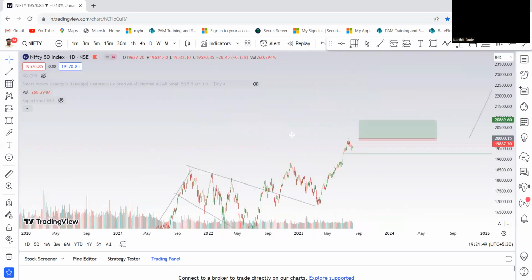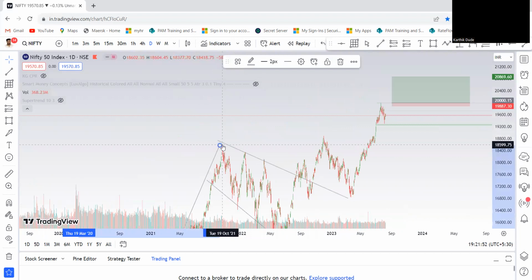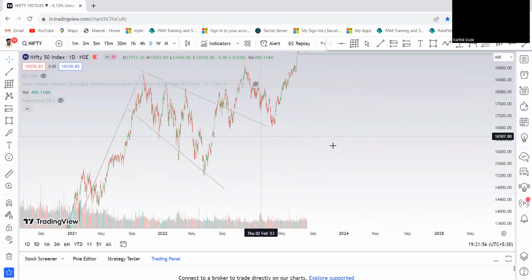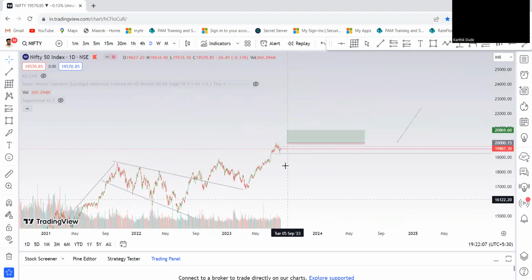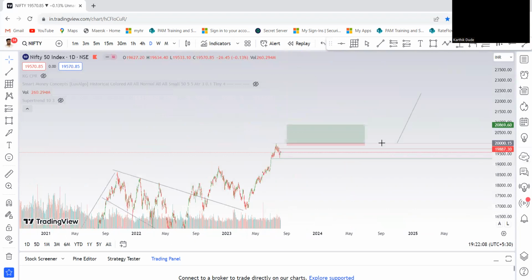So basically, if you can see, Nifty 50 made a high of 18,600 in the month of November 2021. After that, it reached a low. They said Nifty is going to crash. It's just a flag pattern. So basically, it keeps taking support at this line. Once that is broken, now Nifty 50 is about to move to 20,000.